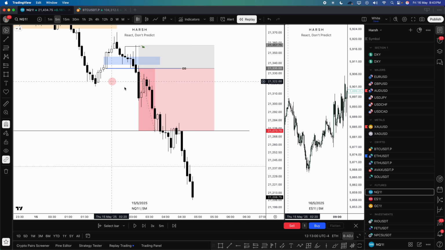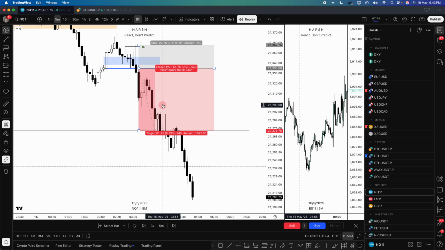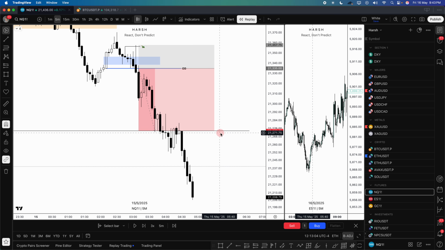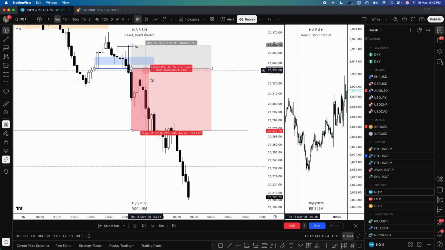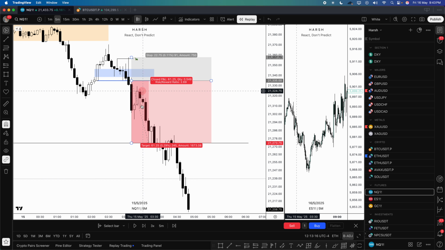Now you can even play a daily IRL to ERL, because we had tapped the daily fair value gap, which I didn't play. That was my fault, and the price was kind of not giving me enough, so I avoided this. That is a different case, but yeah, that is the thing. And then we had this IRL to ERL play.